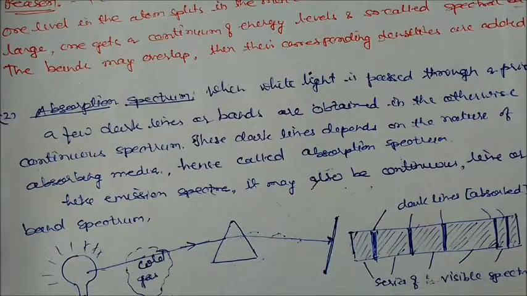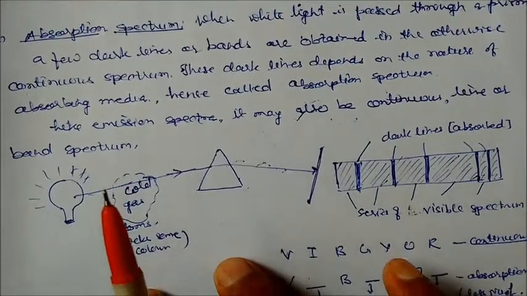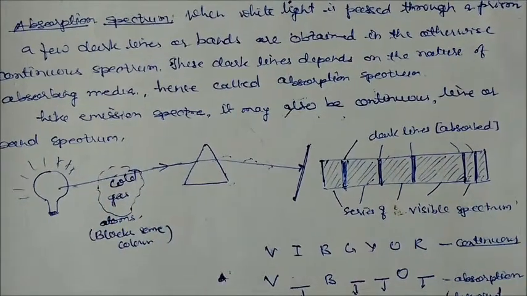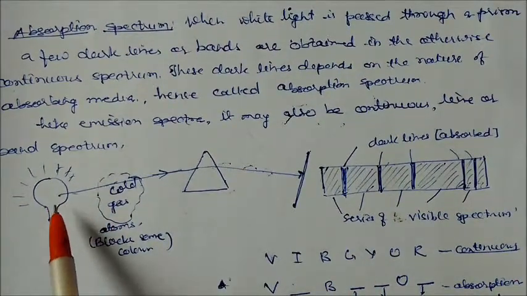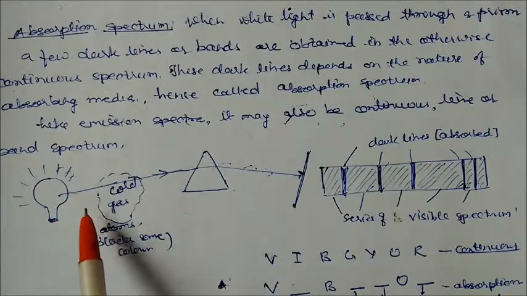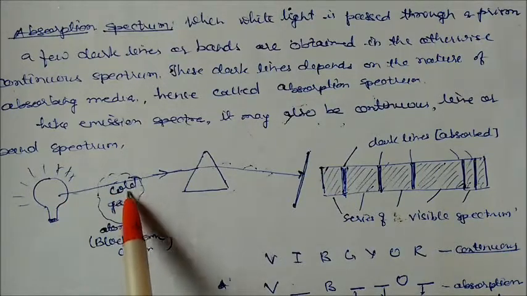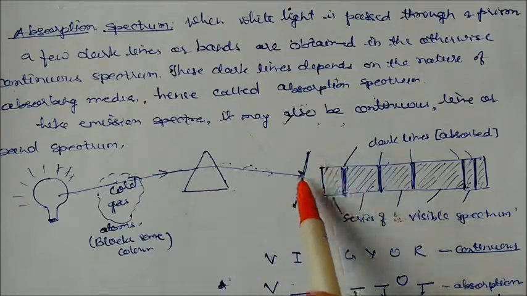Here you can see this diagram. So the prism is there. In this prism, what happens? This white light is passing. Here is an incandescent bulb. This light passes through a cold gas. This is the prism. On passing through the prism, a spectrum is obtained.